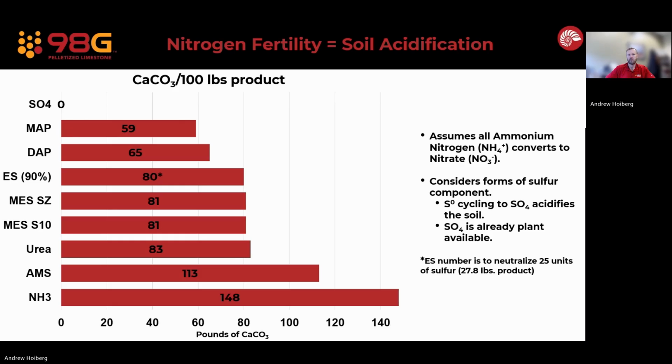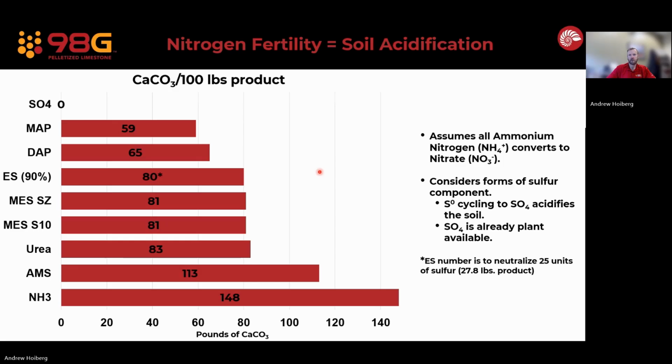So what we did is we assumed that we're applying 100 pounds of each and every one of these products, except for the elemental sulfur. Obviously, nobody's going to apply 100 pounds per acre of elemental sulfur. You can see there the asterisk shows that the elemental sulfur number is based off of a 25 unit sulfur application. So actually, if we're using elemental sulfur to apply 25 units of sulfur to that crop, it's actually going to take 80 pounds of pure calcium carbonate to neutralize the acidification effects of that elemental sulfur once it completely oxidizes, breaks down, and turns into plant available sulfate sulfur.